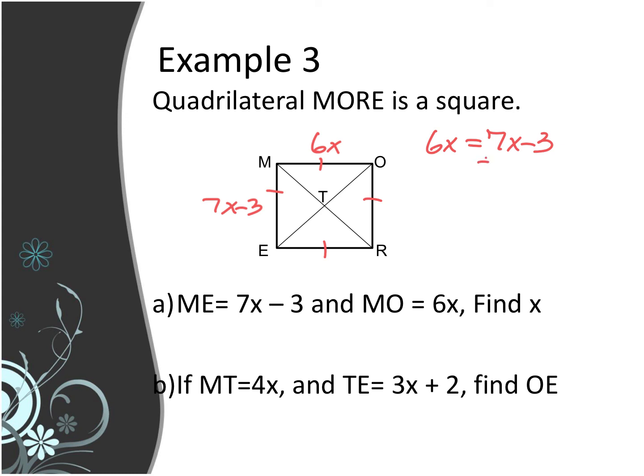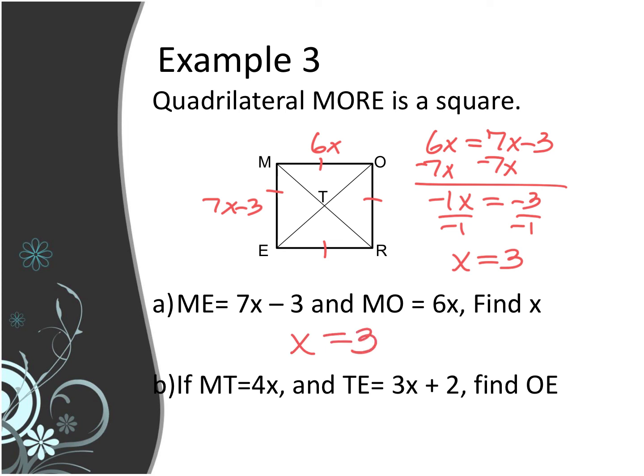Solve for x. Subtract the 7x. Negative 1x equals negative 3. Divide by negative 1, and x equals positive 3. Now, it did not ask me to find the length of the side. It just wanted x. However, in part B, it wants me to find the length of that diagonal.